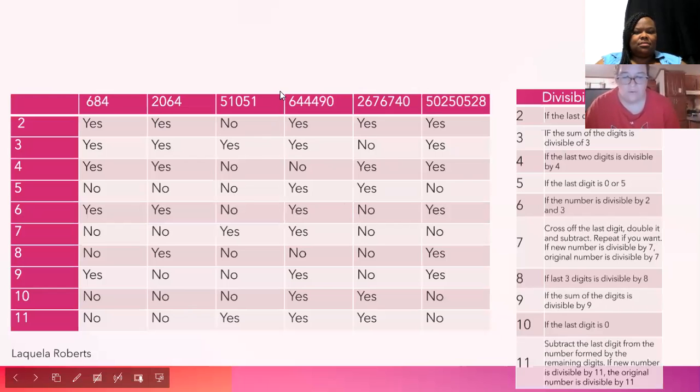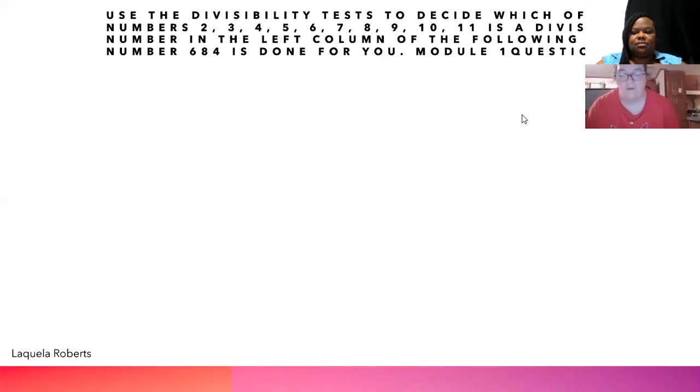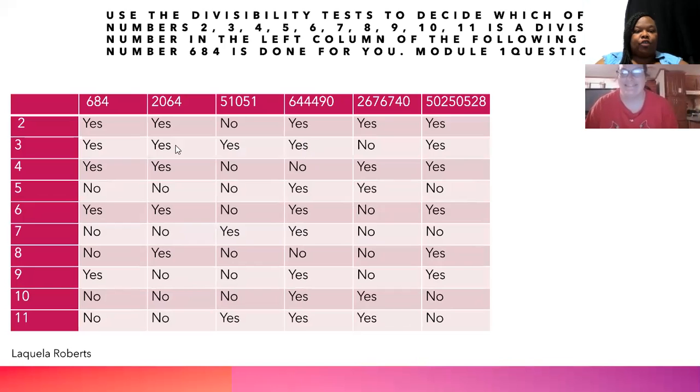Use the divisibility test to describe which of the numbers 2, 3, 4, 5, 6, 7, 8, 9, 10, 11 is a divisor of the numbers in the left column of the following table. Number 684 is done for you. Here I go. As you see, we have our table here, and to get the answers to see if they're divisible, you'll do 684 divided by 2.